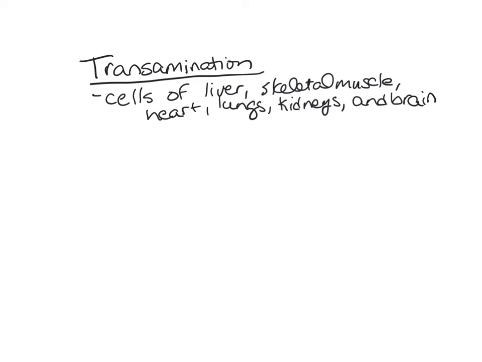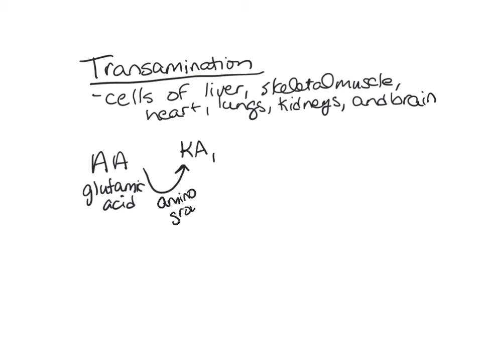So let's take a look at what I'm talking about. We have an amino acid, and let's just say that amino acid is glutamic acid. Okay, so the body can't use that. Glutamic acid can't enter into the citric acid cycle, so it has to go through this process called transamination. An amino group is taken off of this amino acid and it's transferred to a keto acid. So an amino group is transferred.